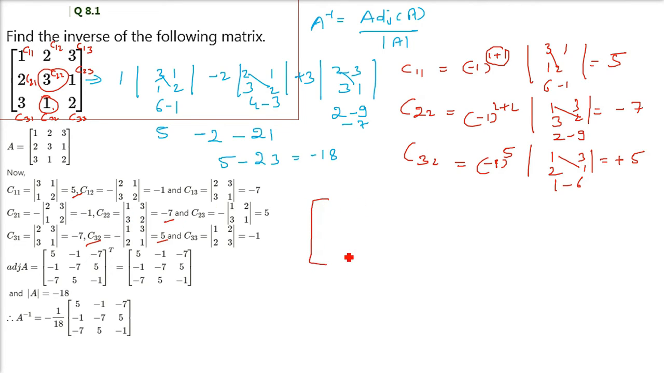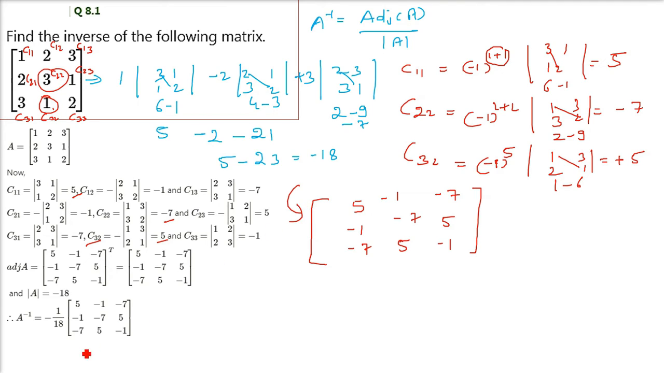So I hope you will be able to find out all of these. So the final matrix will be something like this, which I am writing here. This is the final matrix. I just want you to recheck it. I want you to find out each and every cofactor. Now this is the cofactor matrix.